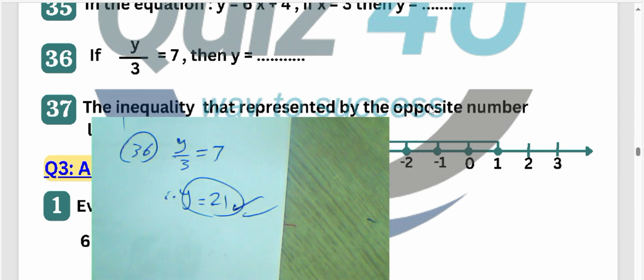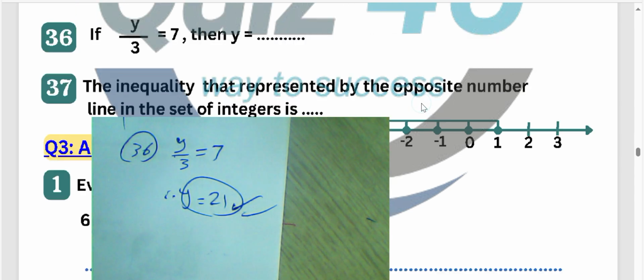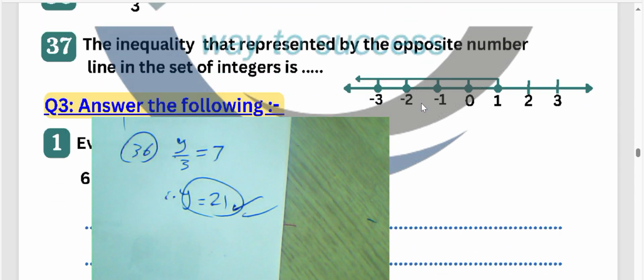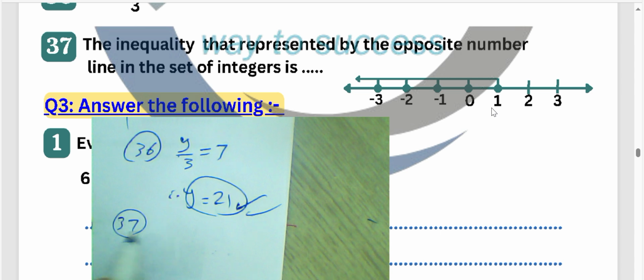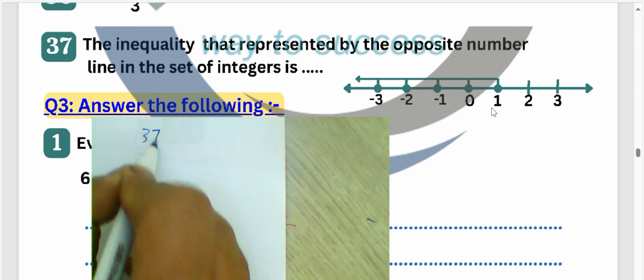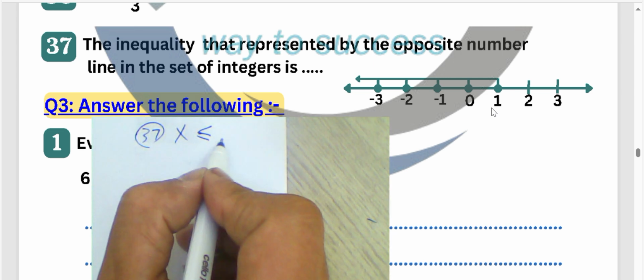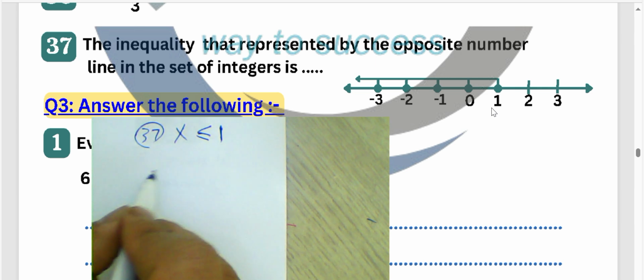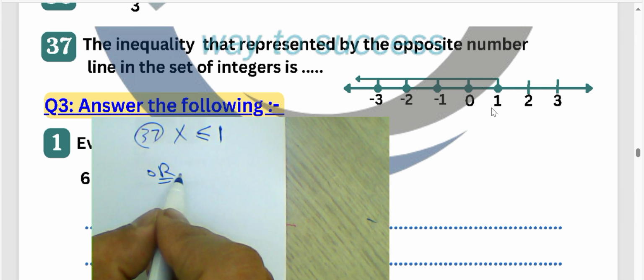Last question, about question number 2. An inequality that is represented by the number line in the set of figures here: question 37, x less than or equal to 1. Okay, or we can write in integers, x less than 2.